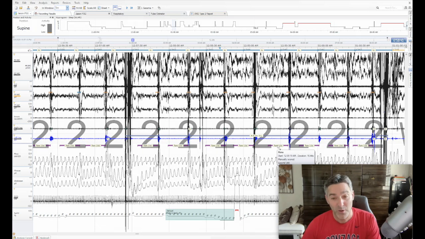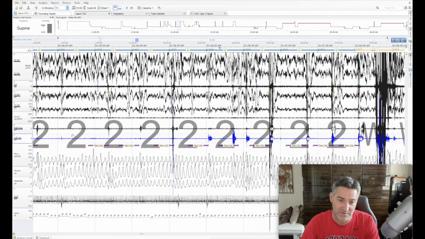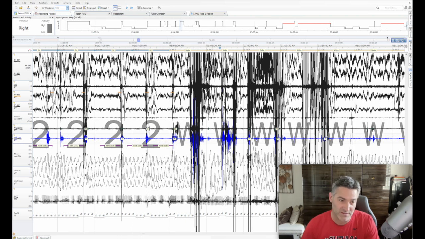Now, if you do notice, this person before, they were on their side. So it wasn't quite as much. Now that they're on their back though, we see a lot more of these sleep disordered breathing events, and they are back to back to back. So go ahead and fast forward just a little bit. You can see all of these occurring back to back to back. Same SpO2 desaturations occurring at a very low level, but tons of arousals associated with it.